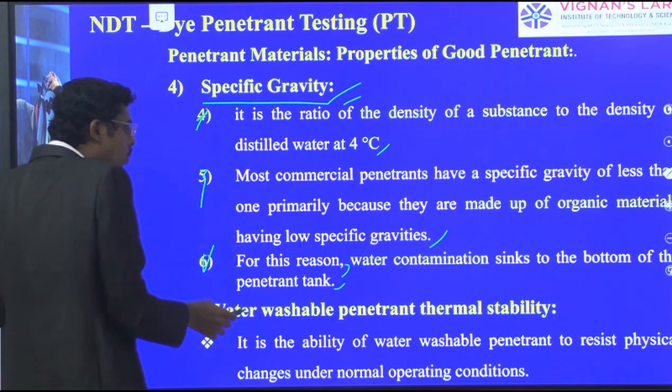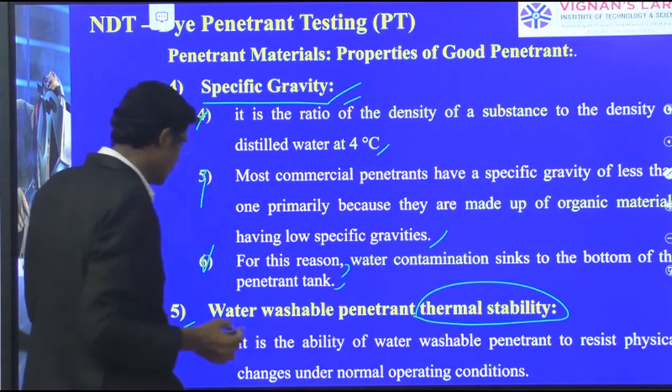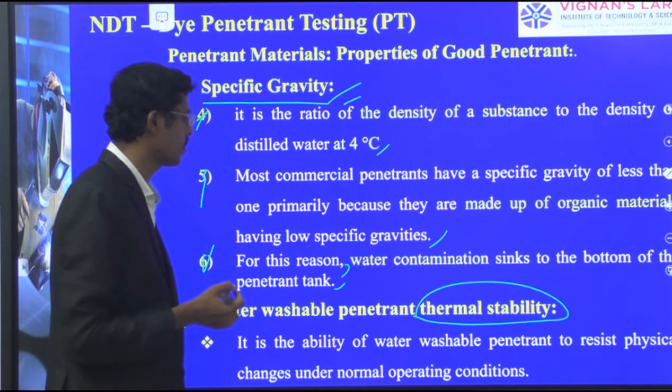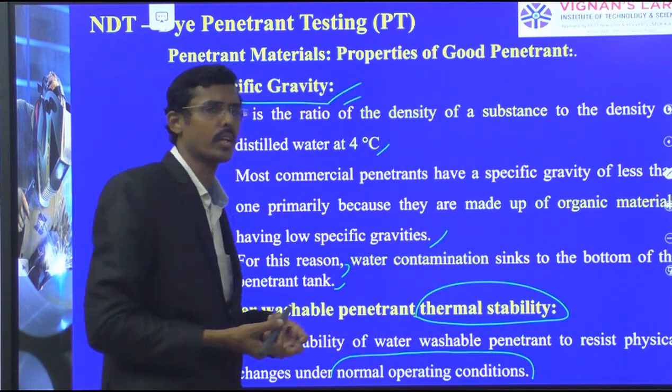Next one, water washable penetrant thermal stability. It is the ability of water washable penetrant to resist physical changes under normal operating conditions. So at room temperature, there should be no change in the water.